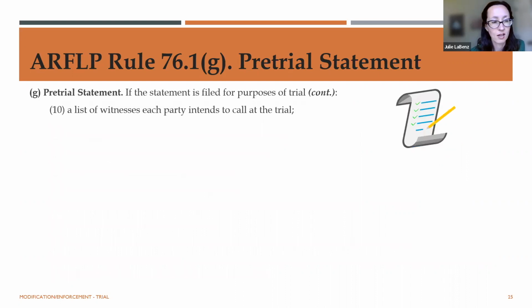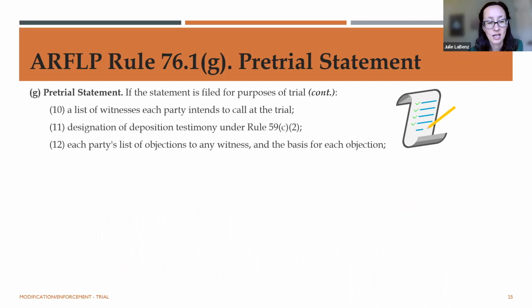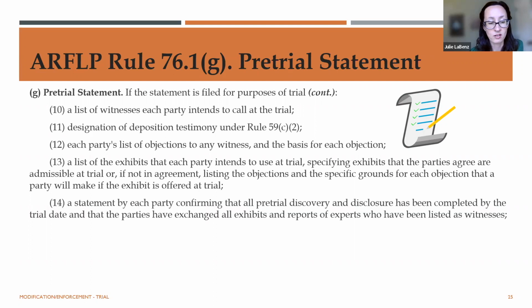Your list of witnesses you intend to call at the trial. If any depositions have unfolded during the case, then a designation of the deposition testimony you intend to use. Any objections you have to the other party's witnesses and the basis for each objection. A list of the exhibits that each party intends to use at trial, specifying exhibits that the parties agree are admissible, or if not in agreement, listing the objections and specific grounds for each objection that the party will make if the exhibit is offered at trial.